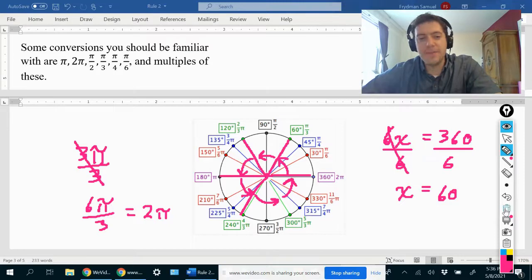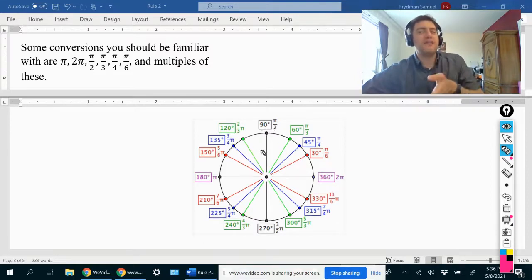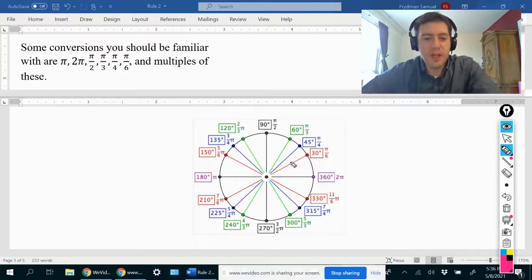All right, let's go ahead and do pi over 4. So pi over 4 is half of pi over 2. A fourth is half of a half. So if pi over 2 is 90 degrees, then pi over 4 should be 45 degrees. Okay, so this rotation is pi over 4 radians or 45 degrees.